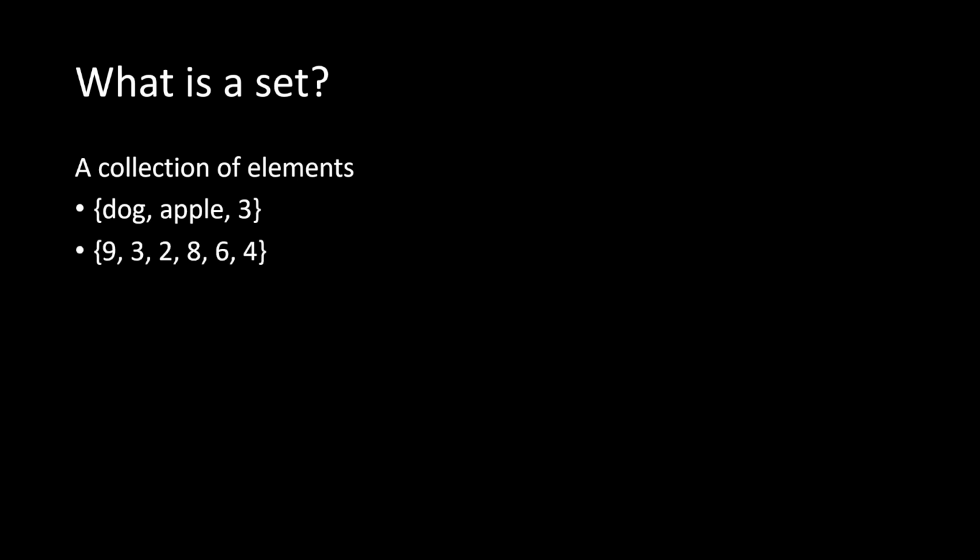So, what is a set? Well, a set is just a collection of elements. It can be any kind of element, such as a dog, an apple, or the number 3. Here's another example of a set: 9, 3, 2, 8, 6, 4. These are all integer numbers, but notice how they're not in any particular order. This is because it doesn't matter whether a set is in order or not.